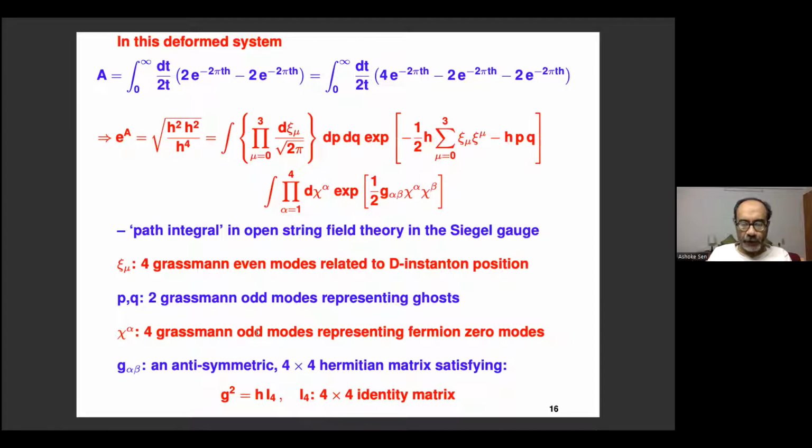Eventually, when you take the h goes to 0 limit, the xi mu's will become the 4 bosonic collective coordinates that you have to integrate over. The chi alphas will become the 4 fermionic collective coordinates associated with broken supersymmetry, because the instanton breaks half of the space-time supersymmetries. So you see that the annulus amplitude already knows about the existence of xi mu and chi alpha. Because once you write the annulus in terms of string field theory path integral, the collective mode integral is already there.